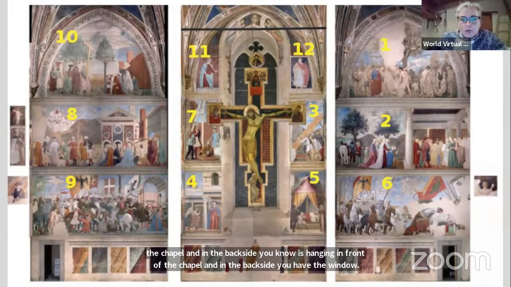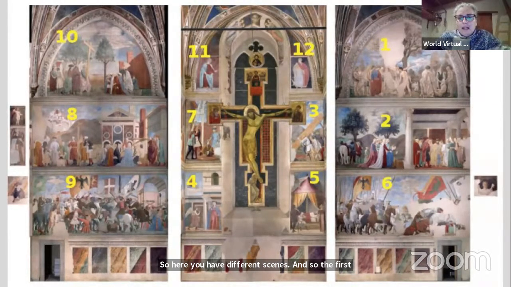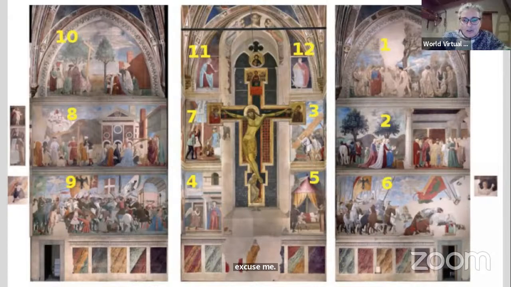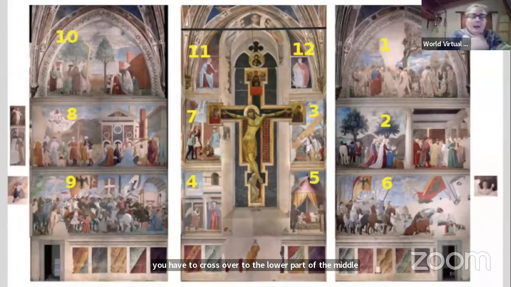And so the first scene I just showed you about Adam is number 1 at the top right, excuse me. And then the next scene is underneath, number 2. But then to find number 3, you have to go to the left, you see, on this middle wall. And then to find number 4, you have to cross over to the lower part of the middle wall. Then you have to go to the right, number 5, 6, and then you have to cross over again. Now, what is this mess?